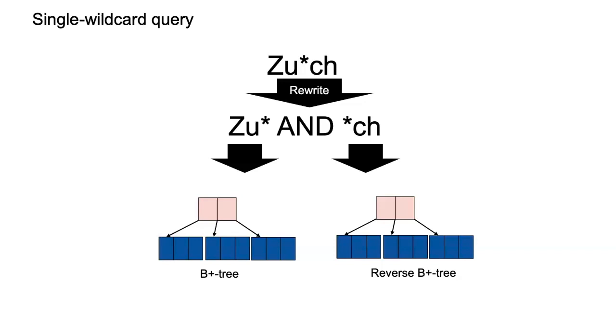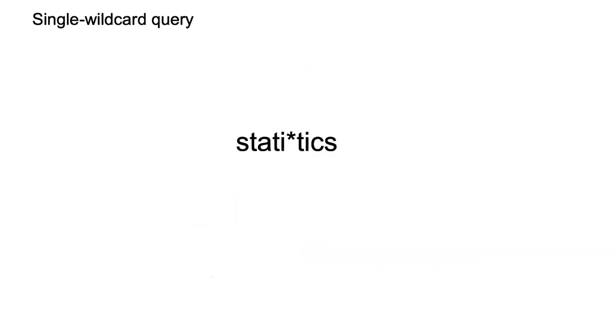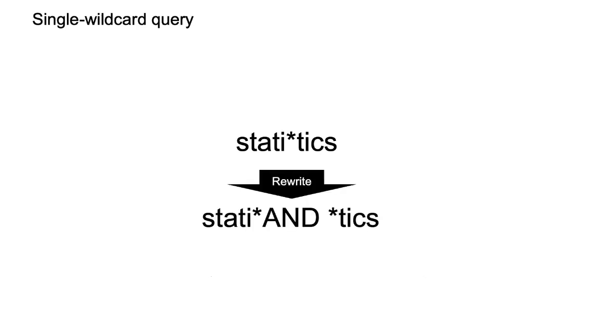Do you think that in that case there will be any false positives? Who thinks there will not be any false positives in that very case? Okay. Who thinks there could be in general false positives? Some of you. Let me give you an example. This one, statistics, for example, with a star in here. Then we do stati star and star tics. Can you give me an example of a false positive term that we're going to get documents for?